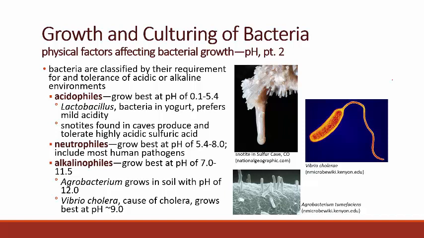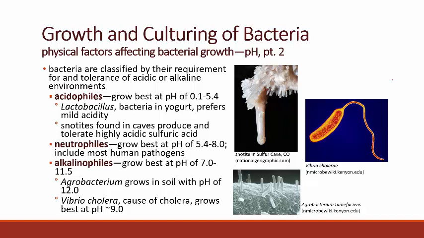So we can classify bacteria by their requirement for or their tolerance of specific pHs of acidic or alkaline environments. So acidophilic bacteria, acidophiles, are ones that grow best at very low pH, between 0.1, that's very acidic, up to 5.4, which is less acidic than, say, lemon juice. Lemon juice is somewhere around 4, if I remember properly. So one example of an acidophile is lactobacillus, which is a bacteria found in yogurt or any other fermented foods. So sauerkraut, if you make your own sauerkraut, or make your own yogurt, or if you make your own kombucha or whatever that you have to ferment, then you're going to be growing lactobacillus.